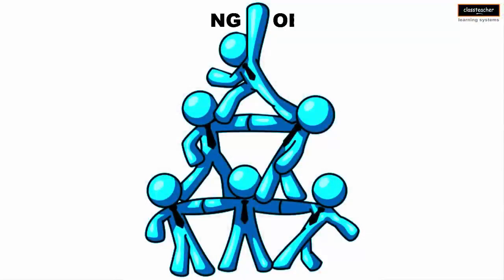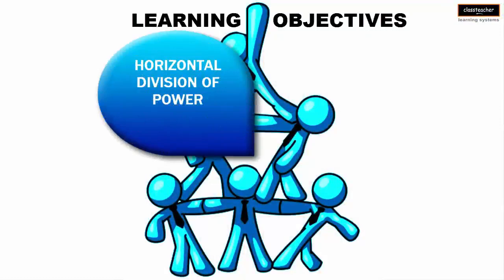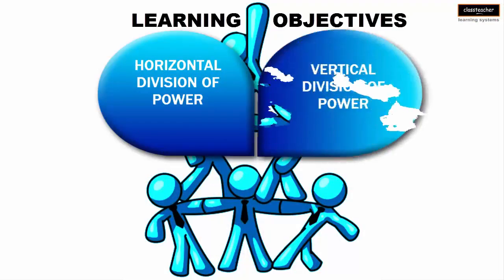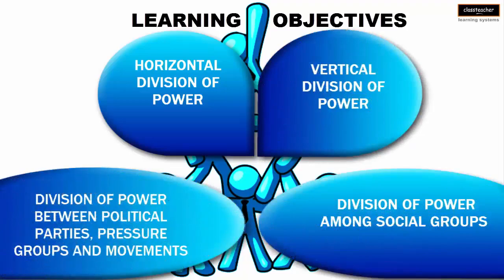In this module, we will learn about the following objectives: horizontal division of power, vertical division of power, division of power among social groups, division of power between political parties, pressure groups and movements.